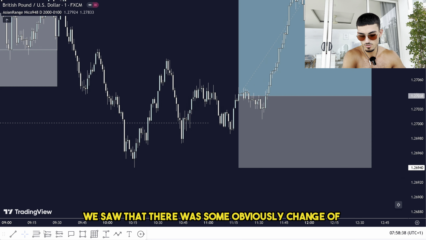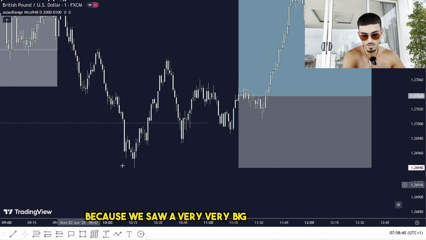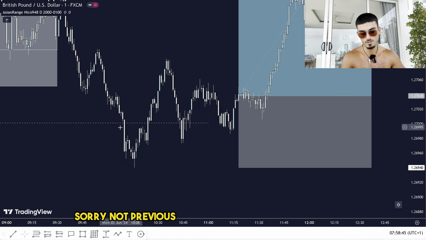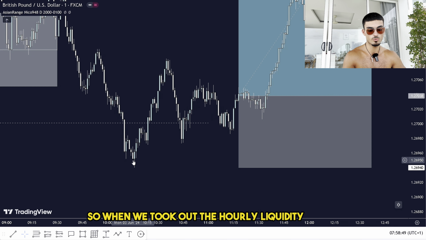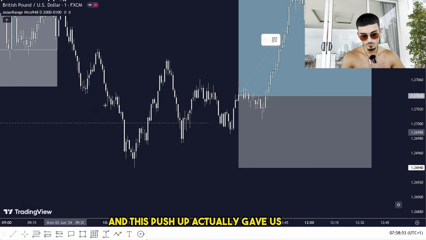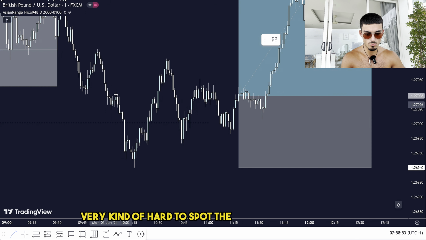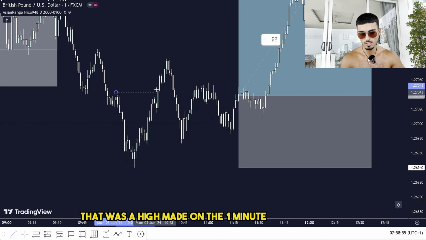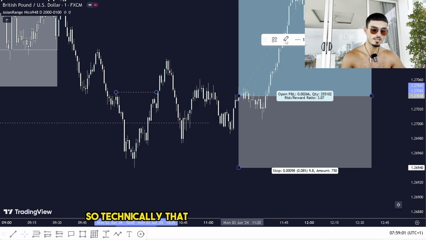So as you can see right here, looking on the 1 minute, we saw there was obviously some change of momentum, because we saw a very, very big push up from this level right here after taking out that previous low, after taking out the hourly liquidity. So when we took out the hourly liquidity, we saw a massive push up here, and this push up actually gave us a very hard to spot, but market structure shift right here, because technically that was a high made on the 1 minute and we closed above that high. So technically that is a market structure shift.